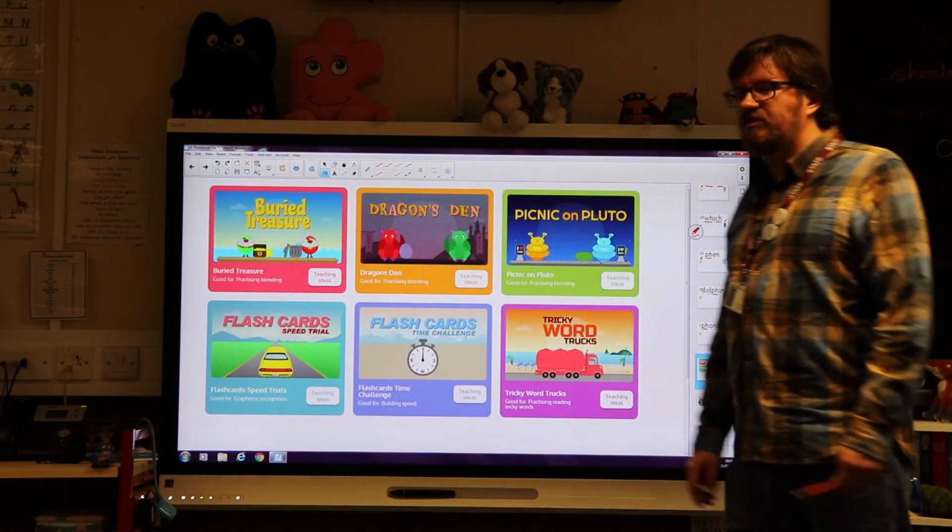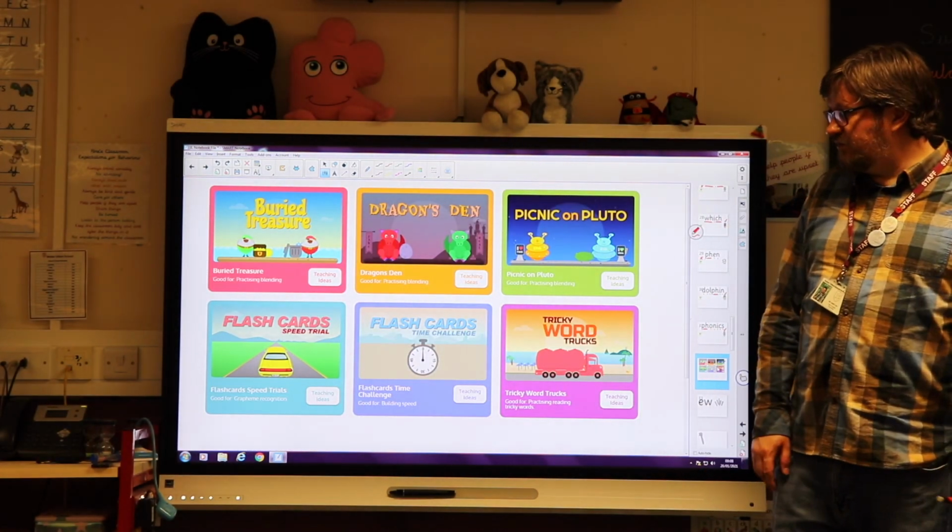There are more activities for you to try on Phonics Play. You can visit there and have a go at those.